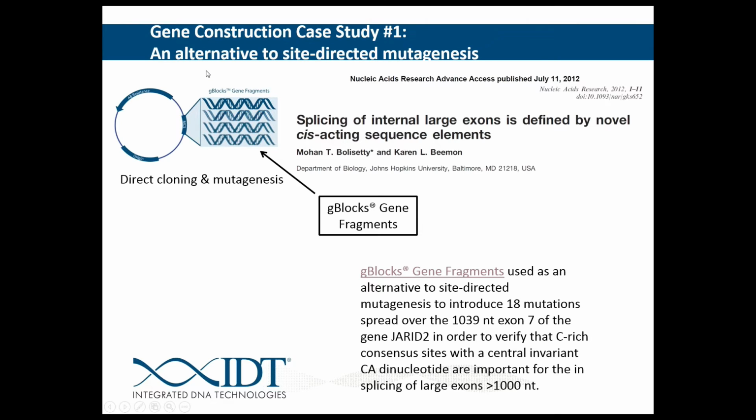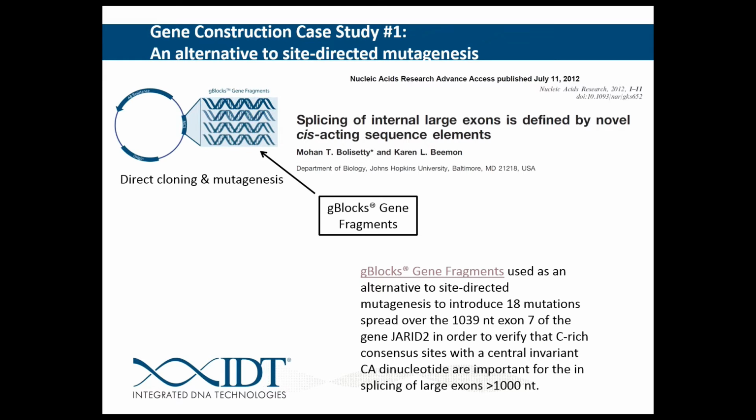Okay, so I want to talk about a couple of construction methods that we've seen. A group at Johns Hopkins University published this shortly after we launched gBlocks, and this was one of the first gene construction methods that utilized gBlocks gene fragments. What they were doing was looking at long exons and cis-acting elements within those exons that dictate the cleaving of introns and the processing of introns. So they wanted to go through and remove the cis-acting elements to create a negative control for these large exons.